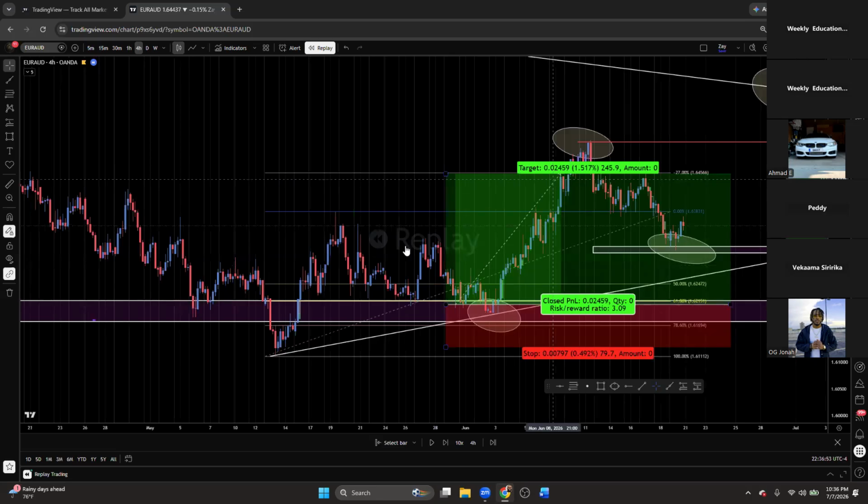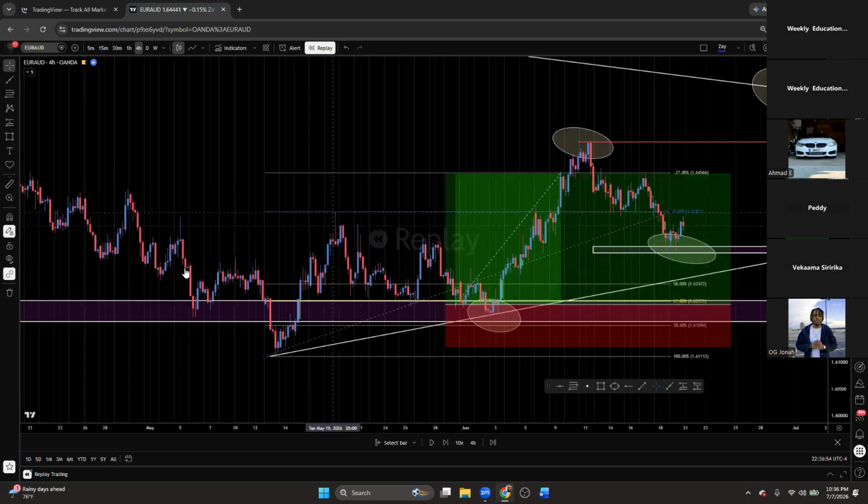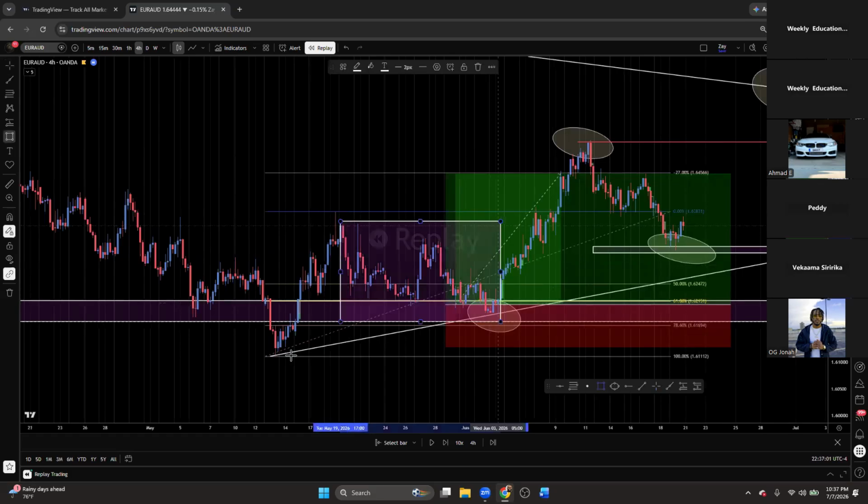All right, let me go over that one more time. This is a retracement from here to here. All of this right here is literally a retracement. You got a low here, you got a high here. You're waiting for market to come back to your area of interest so you can take the buy.